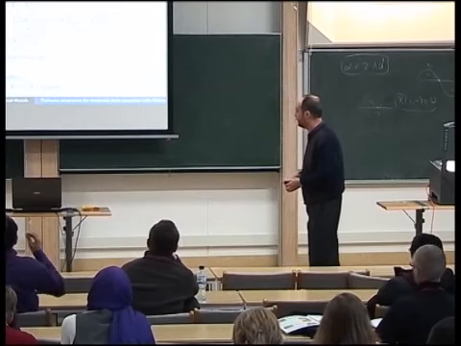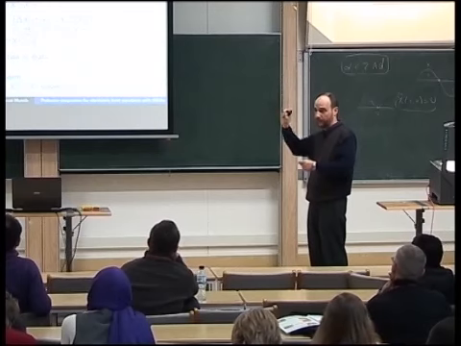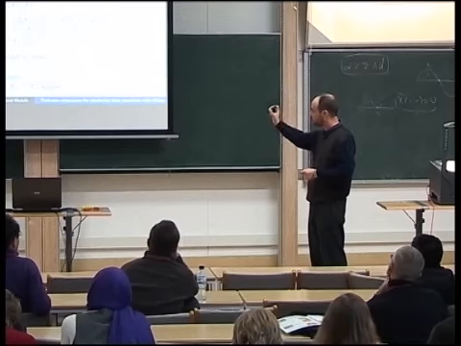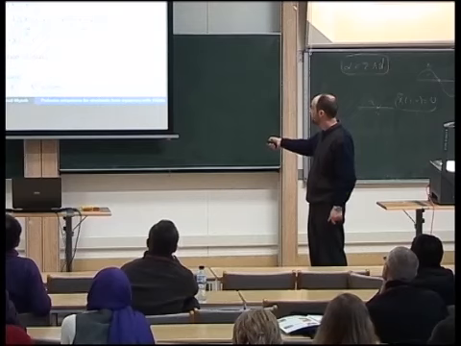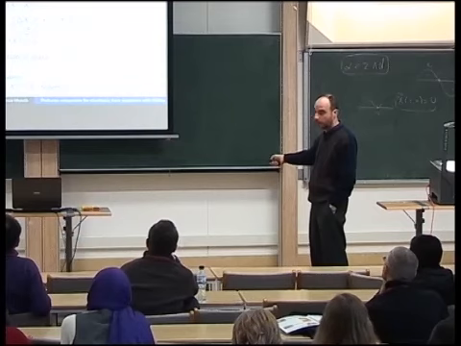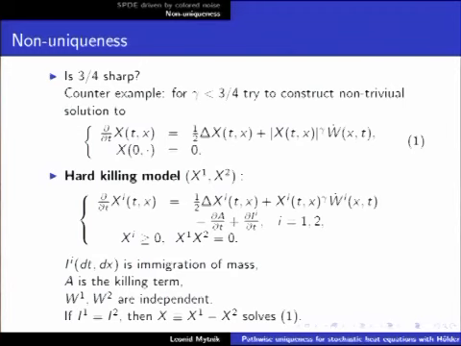Now it's clear that if the immigration of the mass is the same for both populations, then the difference of these two populations solves this equation. If you take the difference, this term cancels out, and if the immigration term is the same, then it also cancels out, and you are left with this equation. This is crucial.